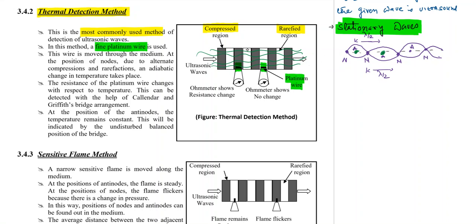So we get compressed and rarefied regions while passing the ultrasonic waves through the medium. Now, in this situation, we have to move the wire, the platinum wire, through the medium. At the position of nodes, due to alternate compression and rarefaction, an adiabatic change in temperature takes place, and the resistance of the platinum wire changes with respect to temperature, and this can be detected with the help of the Callendar and Griffiths bridge arrangement. So here we use the Callendar and Griffiths bridge.